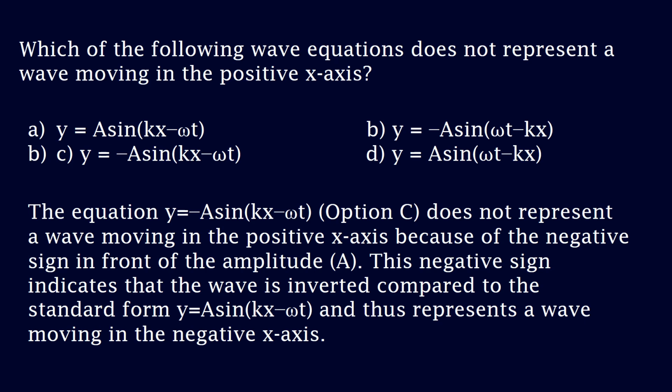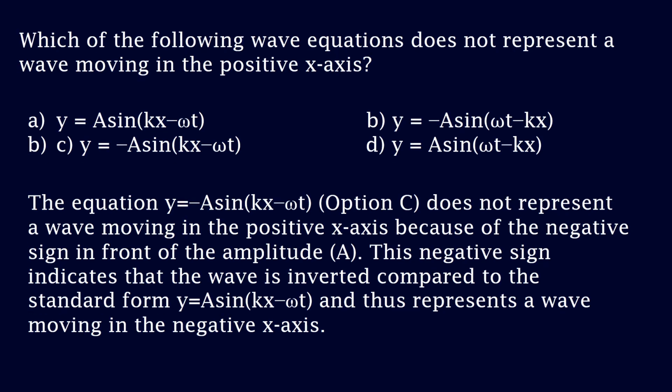a wave moving in the positive x-axis because of the negative sign in front of the amplitude. The negative sign indicates that the wave is inverted compared to the standard waveform y is equal to a sine (kx minus omega t). Thus, it represents a wave moving along the negative x-axis. This is a NEET 2023 question.